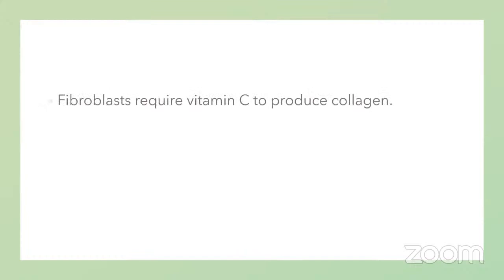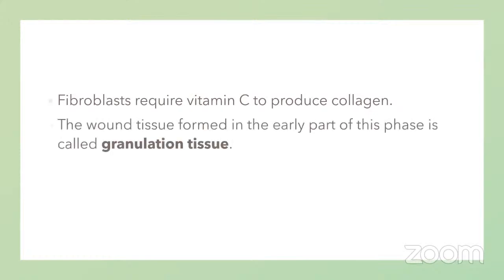So we know one more important question is regarding vitamin C. So vitamin C is very important for the repair of a wound. And what is vitamin C's role? Vitamin C helps to produce collagen. So fibroblast needs vitamin C to produce collagen. This is an important statement. Just remember the importance of vitamin C in wound healing, because fibroblast needs vitamin C to produce collagen.